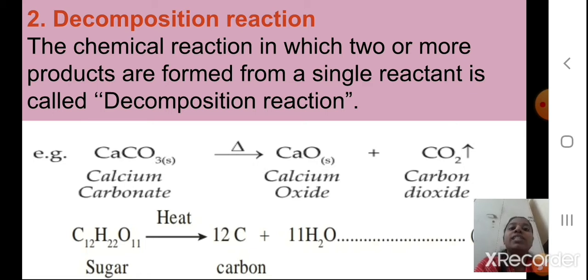Okay, same way you can see the second example, students, sugar C12H22O11. In presence of heat, means when you are heating the sugar, it is breaking down into carbon, that is 12 carbon atoms, plus 11 H2O molecules. Okay, so such type of reaction, students, we will call it a decomposition reaction.